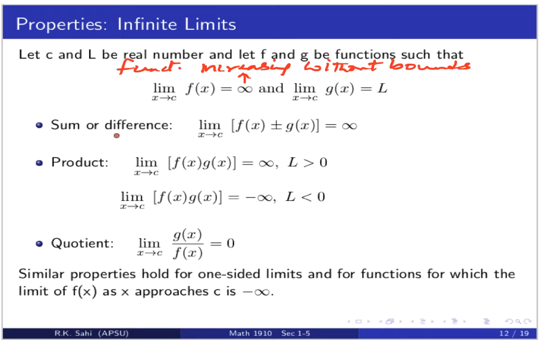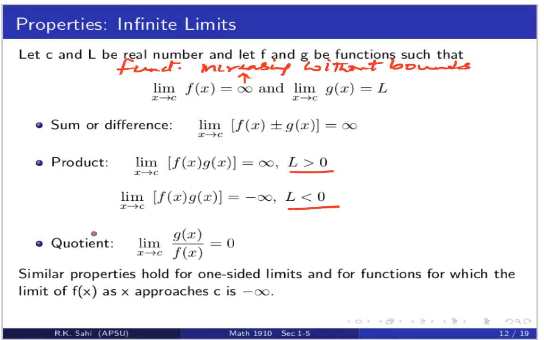Okay, let's look at the sum and difference. If you're taking the sum or difference of two functions f and g, and you're looking at x approaching c, then the limit of the sum or difference is a function which is increasing without bounds, and in short form we say infinity. The product of these two functions as x approaches c is positive infinity when the real number L is positive, and negative infinity when the real number L is negative.